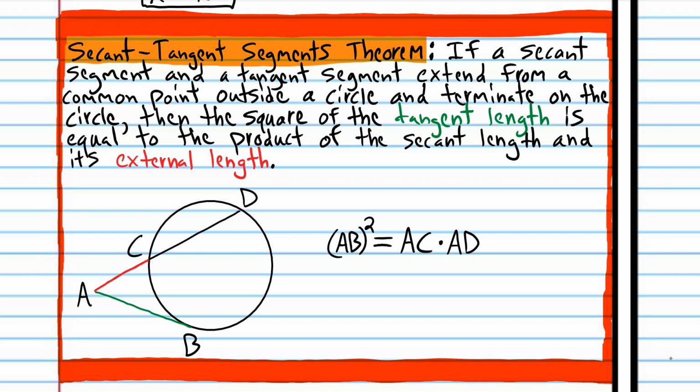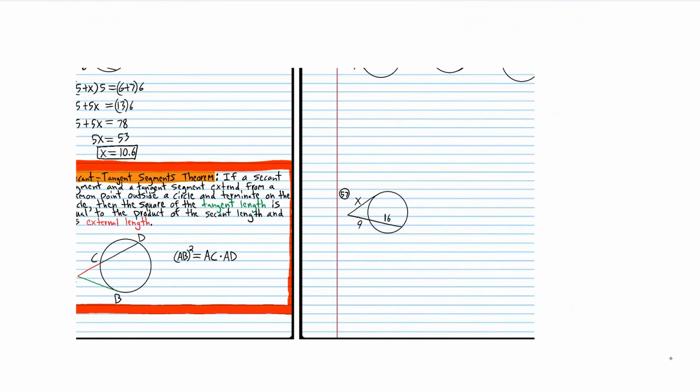What this tells us is that if you have a tangent segment and you have a secant segment that are both coming from a common point outside the circle, then the square of this length is equal to the product of the total length and the external part. So if you didn't really understand what that meant, that's okay. We're going to do some practice problems.